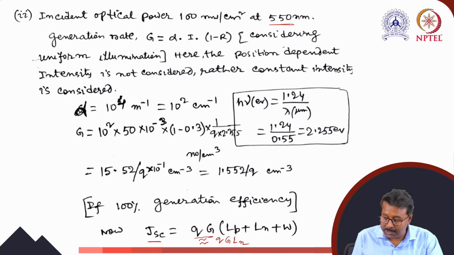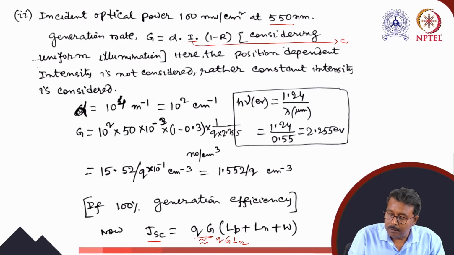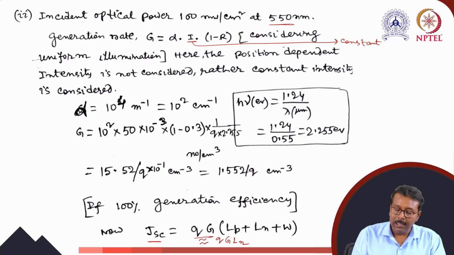Anyway, but how can you calculate G? First you have to calculate the generation rate. G is equal to alpha into incident intensity into (1 minus R). Here incident intensity and intensity at any position x are equal because we are considering uniform illumination, so I is constant, we have assumed. R is 0.3. If you put the value, alpha is 10 to the power 4 meter inverse, that is 10 to the power 2 centimeter inverse.